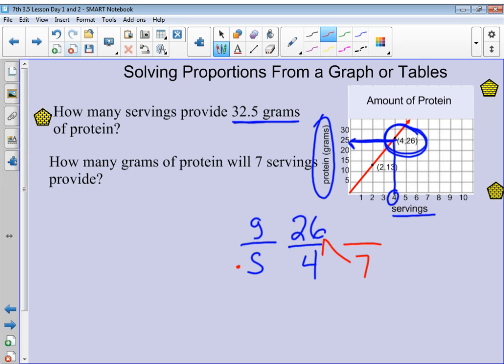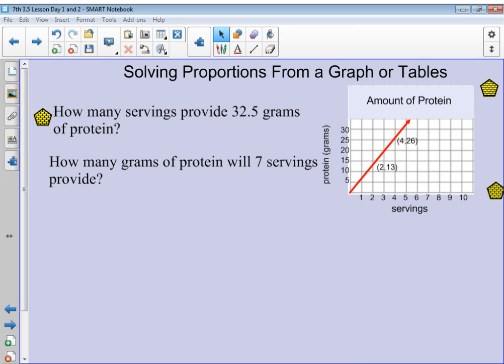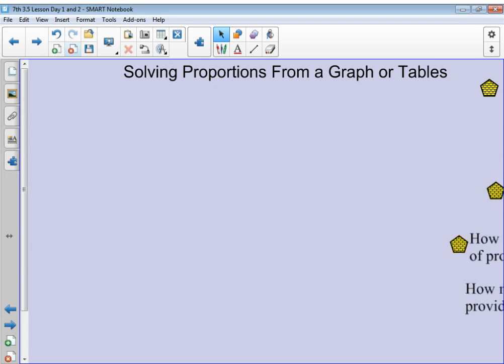And we're going to cross multiply, divide. So pull my calculator back out. And 7 times 26 divided by 4. And when I do that, I get 45.5 grams of protein for that second question. Okay, so that's understanding how to pull information off of your graph. It's just taking your coordinates, setting them up as a ratio, and just making sure that you're identifying in there what your top number is versus what your bottom number is.